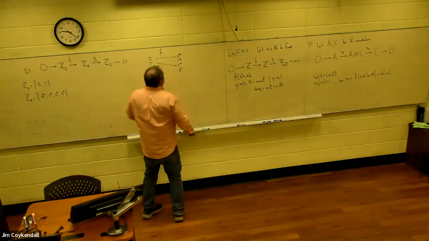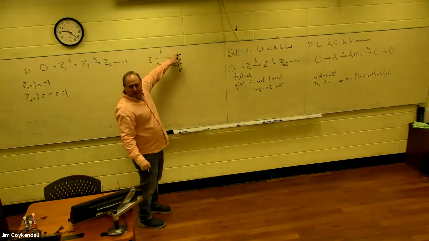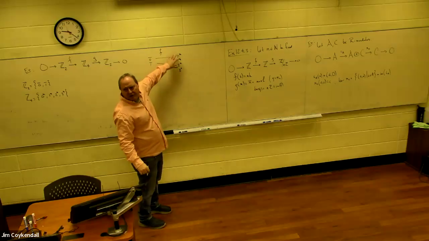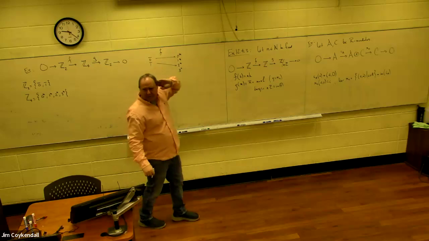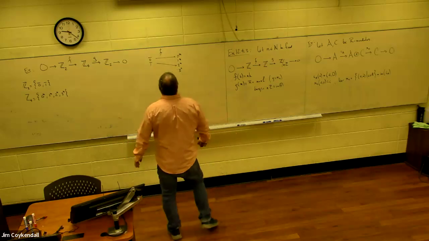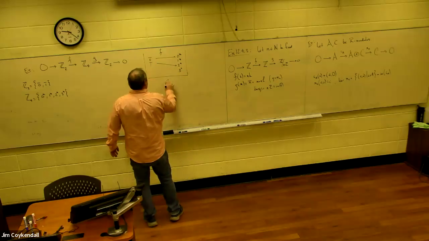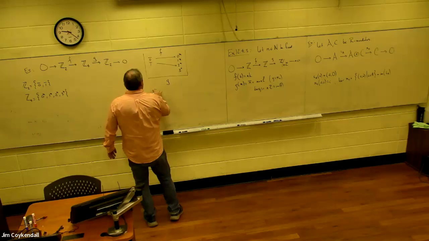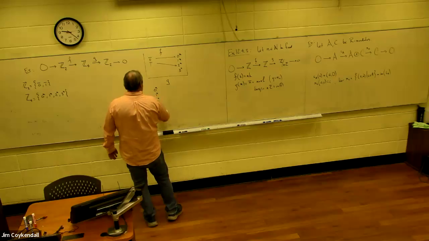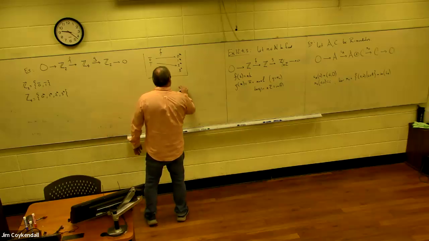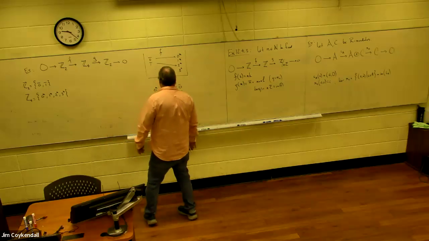And notice that the subgroup of Z4 that corresponds to 0 star and 2 star is isomorphic to this subgroup of Z2, right? And there's F. Here we have 0 star, 1 star, 2 star, 3 star, and over here 0 bar, 1 bar.